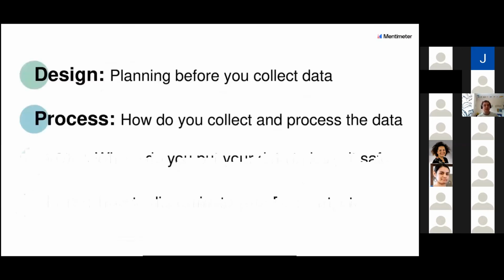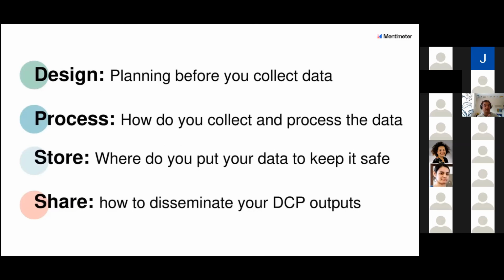those 4 stages are design, which is all about planning before you collect the data. So this deals with all the ethical research processes and approvals with a GDPR data management plan. So what do you do before you go to the field? Process is how do you collect the data and process the data? Store, where do you put your data to keep it safe? So this is all about storing. And then share is not only how do you share with data within partners, but how do you use your data for effective and powerful communications?